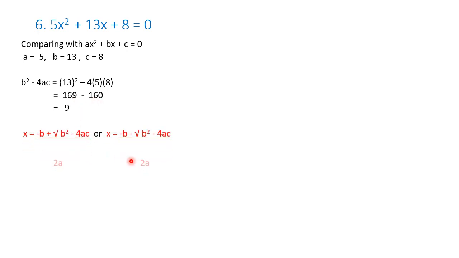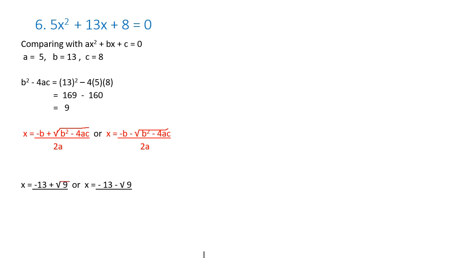After that we write down the formula and we substitute the given values. So here, in place of minus b, as you can see, the value of b is 13. So in place of b we write down minus 13 plus or minus root of b square minus 4ac, which is 9, so root of 9, upon 2a. 2a means 2 into 5. Okay, so that's what we write here.